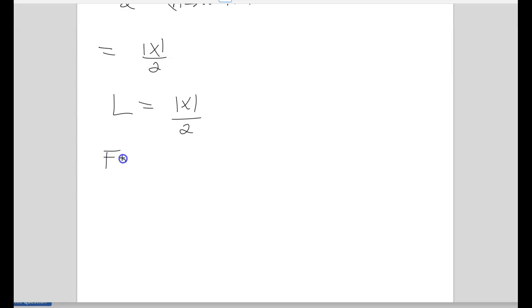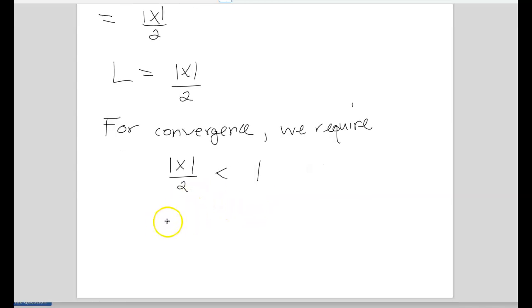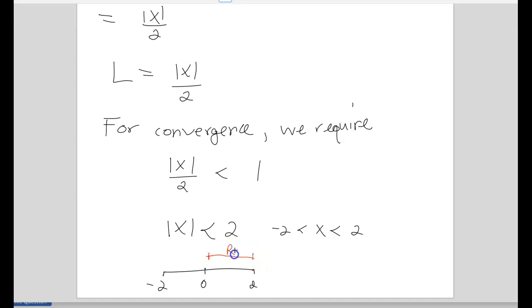So the limit, by virtue of the ratio test, is the magnitude of x over 2. And for convergence, the ratio test requires that the magnitude of x over 2 be less than 1, which means that the magnitude of x has to be less than 2. Since it's centered at 0, the radius is going to be 2. So x has to be between negative 2 and 2. That radius of convergence is 2. Alrighty, I hope this helps.